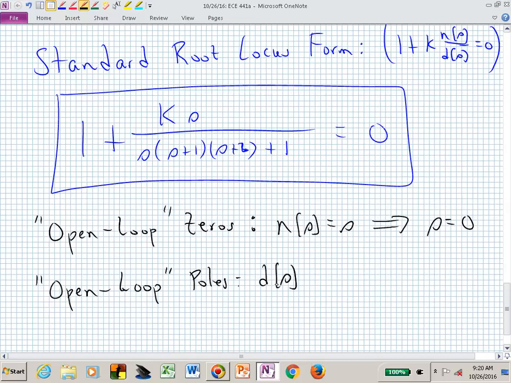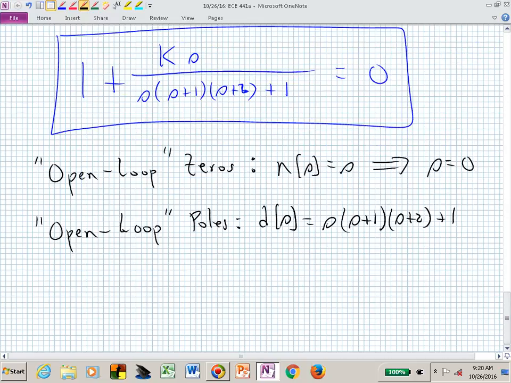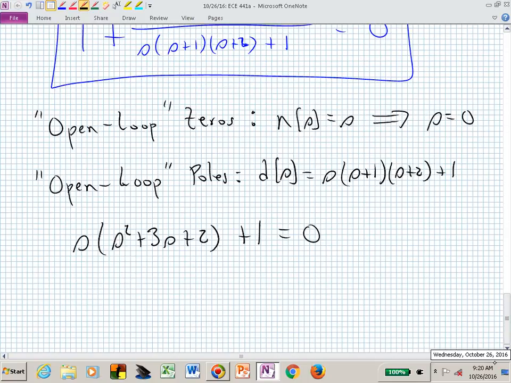And that's this d of s, that's s times (s plus 1)(s plus 2) plus 1. And if we didn't have that plus 1, it'd be easy. It'd already be factored. But we have that additional constant hanging off the end, so that we now have s times s squared plus 3s plus 2, plus 1 equaling 0. So we're now trying to find the values of s that cause this to vanish, or to equal the right-hand side. And this now says we have s cubed plus 3s squared plus 2s plus 1 equaling 0.